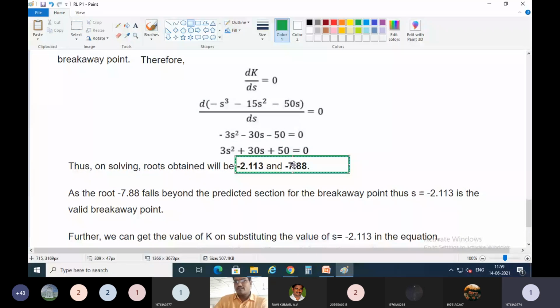Am I right? Yes, sir. Thus on solving, the roots obtained will be minus 2.113 and minus 7.88. After getting the roots, here you have to be very careful, this is important.